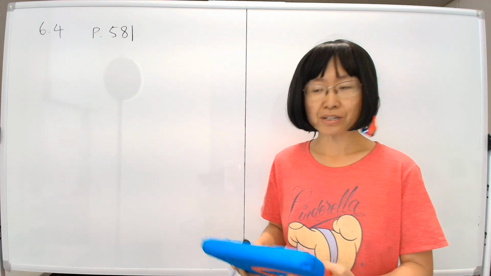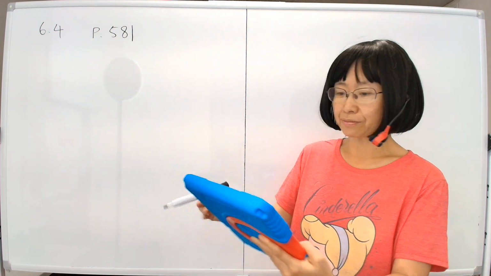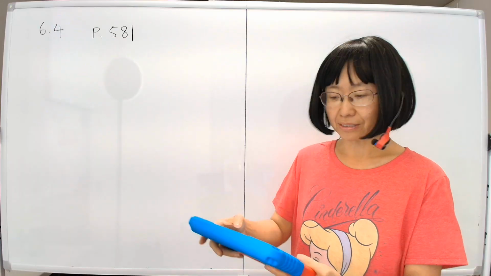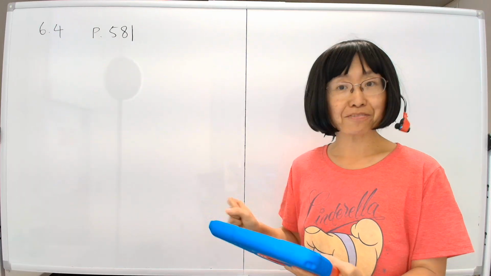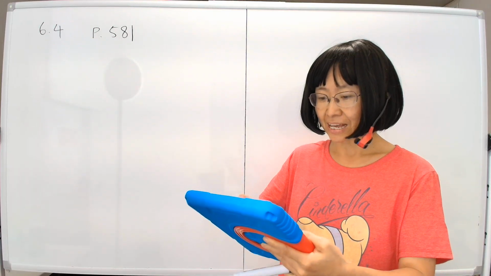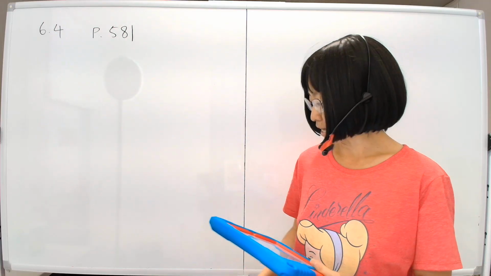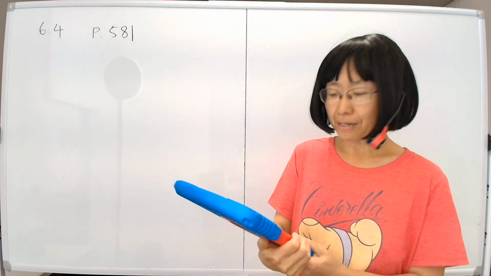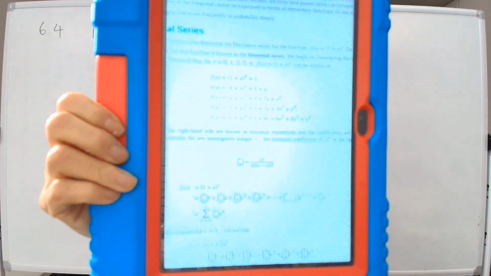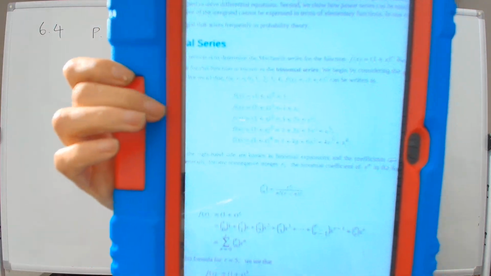Section 6.4, page 551, we are going to continue to work with the Taylor series. Specifically, we're going to look at the binomial series. Now, the binomial series might sound familiar to you. There's a reason for that. It's because you did the binomial series in I don't know where, maybe algebra, maybe pre-calc, maybe both.